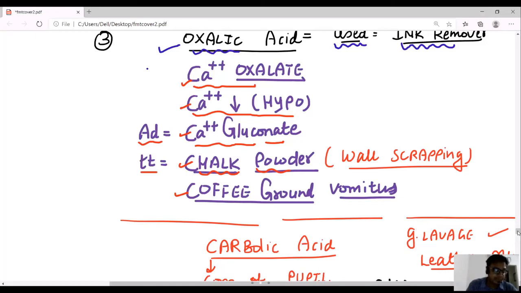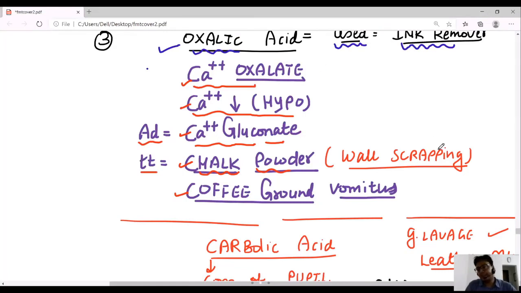Doctor, you can see it first forms calcium oxalate, very simple. Second, it causes hypocalcemia. Third, very important, my dear friend, calcium gluconate is the antidote. Chalk powder. Doctor, even wall scraping has calcium. Sir, chalk powder and wall scraping are also used in treatment. And the last is coffee ground vomitus.